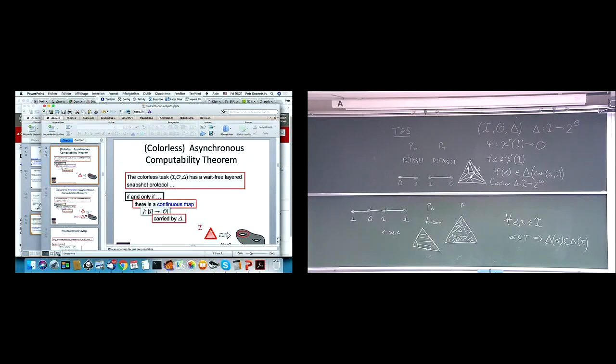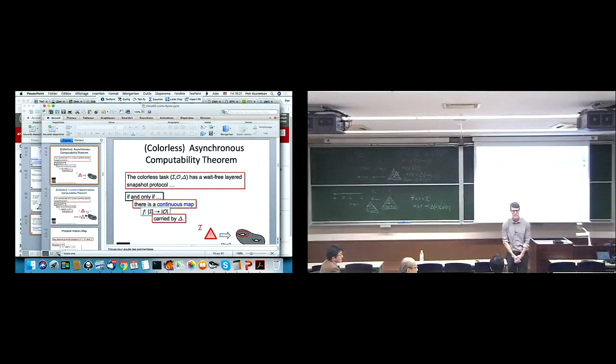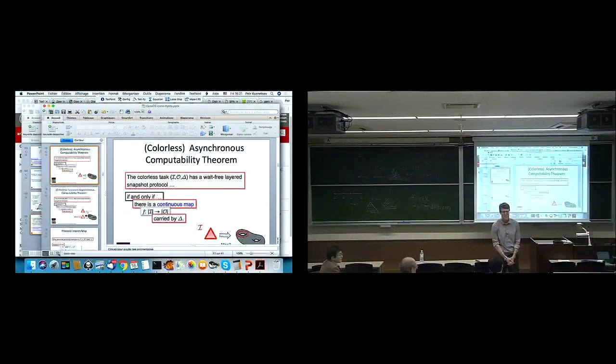Can the IIS model completely capture this? It writes the whole history of the execution. Yes. Is it correct that some node can identify what the current vertex in the protocol complex is? That information is completely available for each node, right?